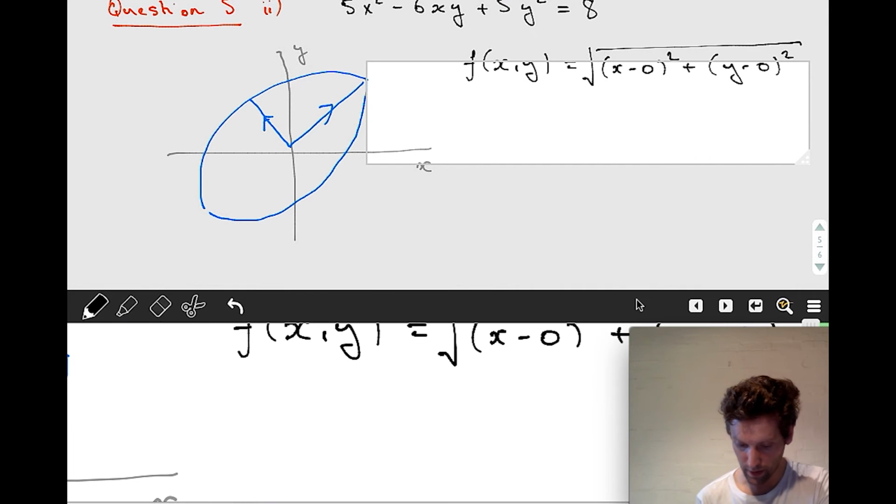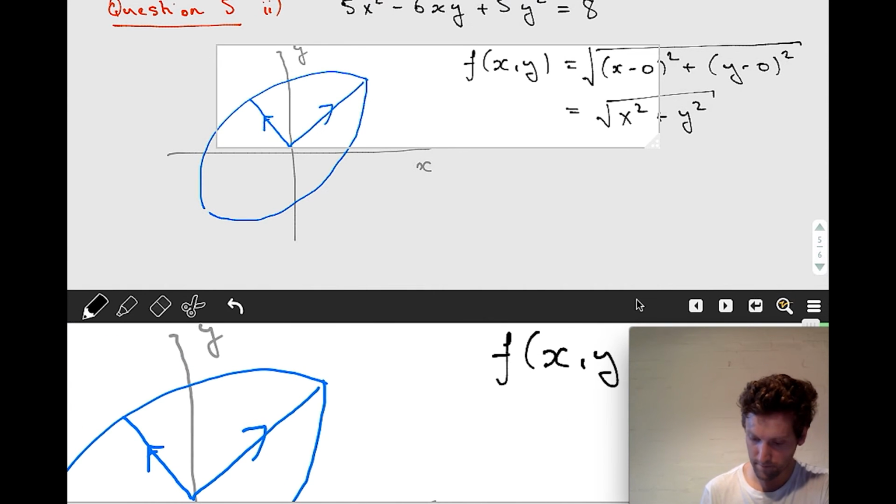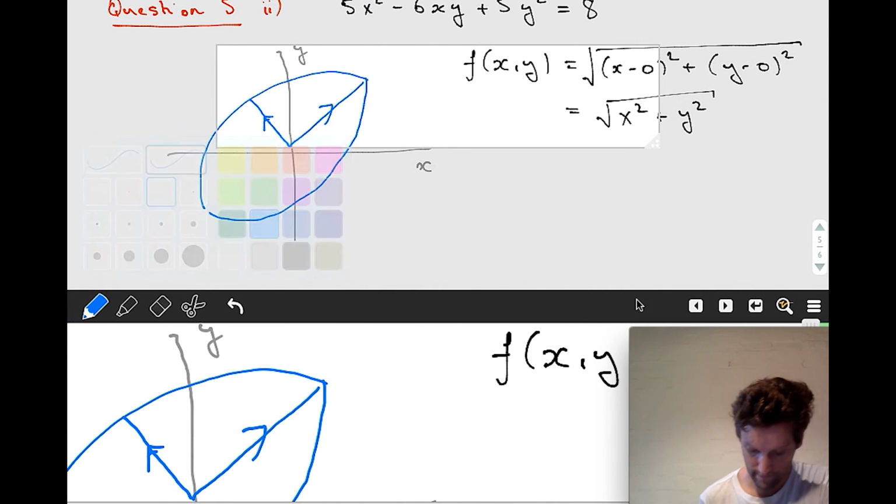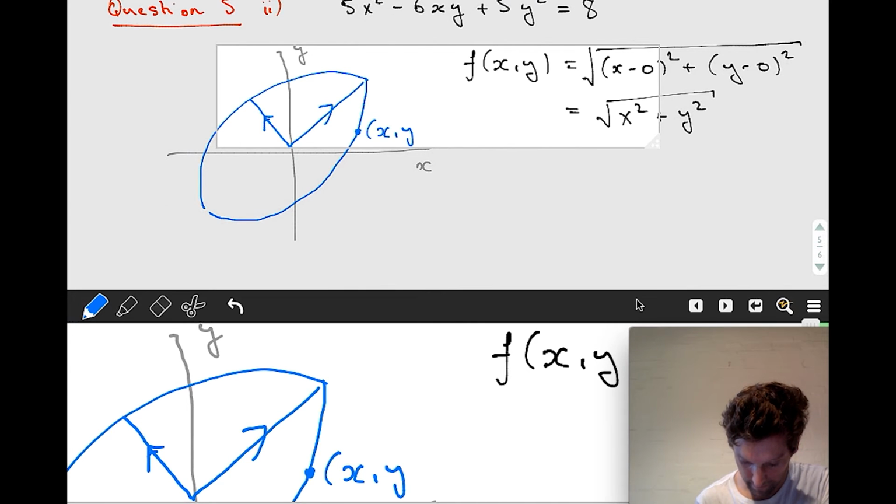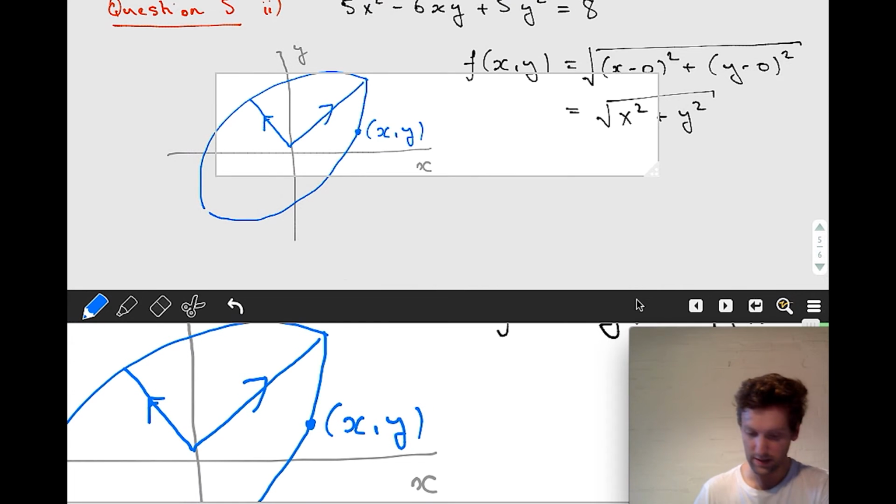Because the point x, y is lying on our ellipse. Let's draw. That looks like maybe it's this point here. So the distance between the origin and the ellipse, that's the thing I'm looking for the maximum or minimum values of.